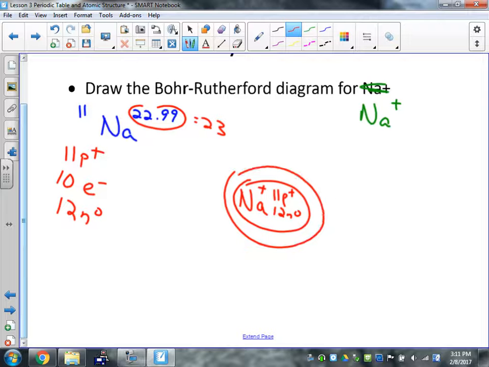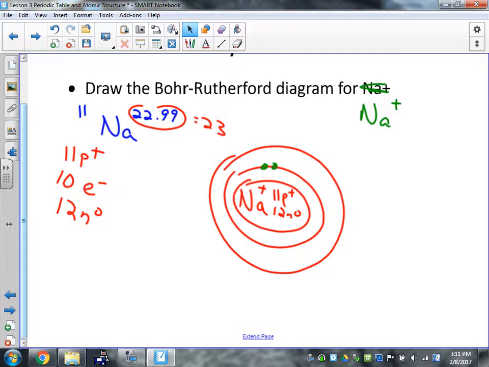Nucleus, first energy level. 2 can go in the first energy level. Second energy level, I could put 8 if I wanted to. Do I need to put 8? Yeah, because I already have 2. 8 more is 10, yes? And apparently that's what I need to use. So 1, 2, 3, 4, 5, 6, 7, 8. This sodium has lost an electron, and that's what gives it its positive charge.